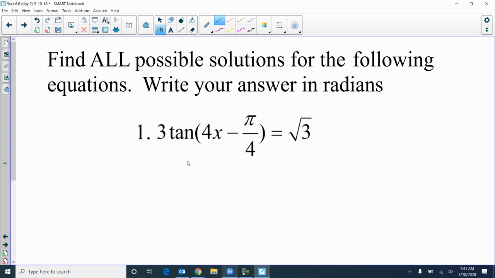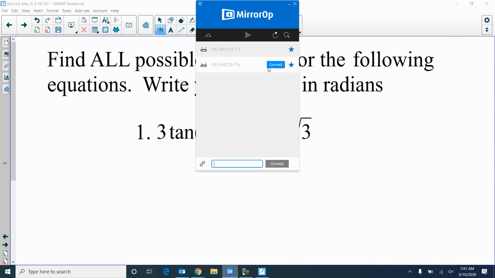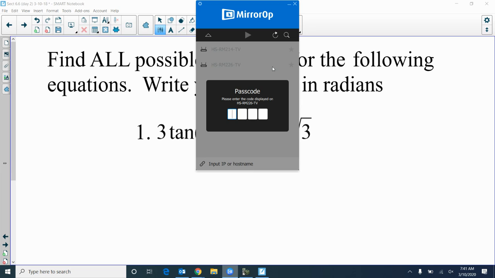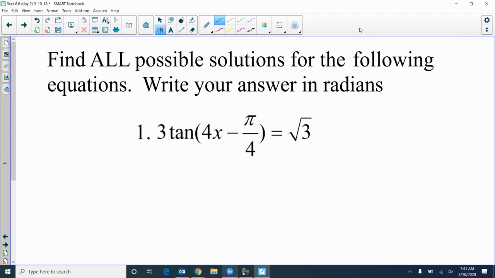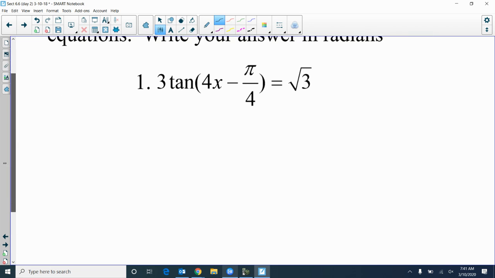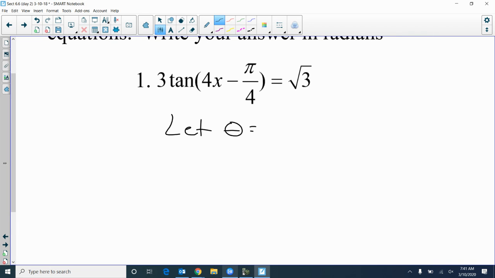Well, we'll get started and see if that pops up. All right, does it give you an interval? No, you don't have an interval. You just need to list, like that general form, the plus 2 pi n, the plus pi n. You just need to do that. Now you got 4x minus pi over 4. I'm going to use substitution. And so I'm going to let, in this case here, let theta equal 4x minus pi over 4, 3 tangent theta equals square root of 3. Isolate your tangent of theta.